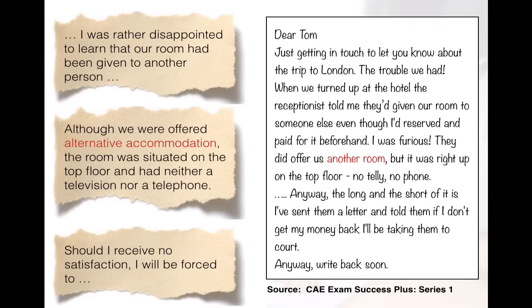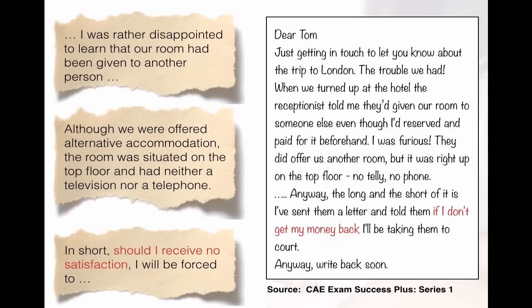Now within this sentence there are further examples of vocabulary that's more formal than the equivalent in the informal letter. For example, "alternative accommodation" is a more formal way of saying "another room." And again, in this context, "was situated on" is a more formal way of saying "was right up on." There are some words we shorten when we're speaking or writing informally, such as "telly" and "phone." In a formal setting, we'd use the full form of the words. Notice also how the writer has used the formal structure "neither" and "nor" in the text on the left. We avoid idiomatic language in formal writing, so "the long and the short of it" on the right is replaced with "in short" on the left.